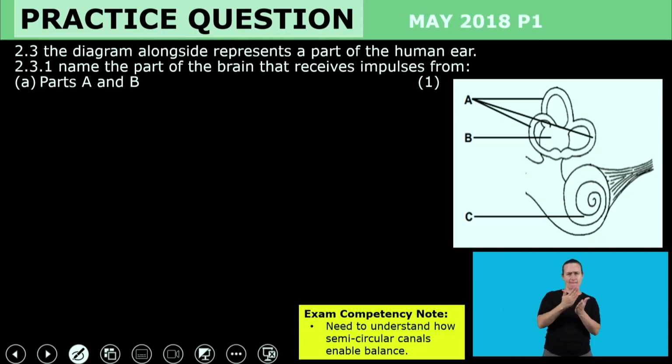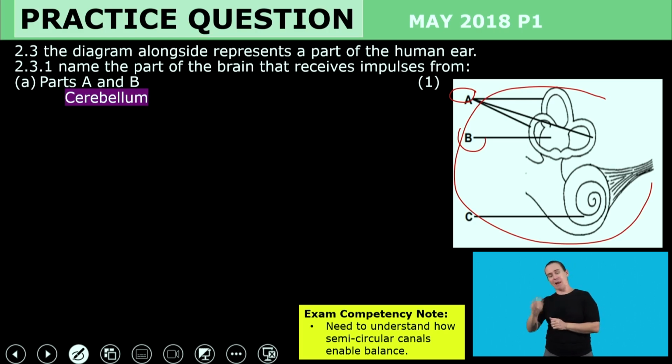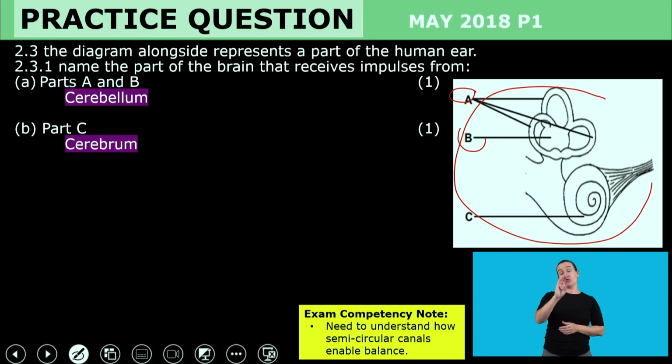Welcome back from the ad break. We are looking at May 2018, paper 1, still on the ear, question 2.3. The diagram alongside represents a part of the human ear. 231. Name the part of the brain that receives impulses from part A and B. Okay, so you look at part A and part B. Which part of the brain? It is the cerebellum for balancing. Part C, which type of the part of the brain is the cerebrum.